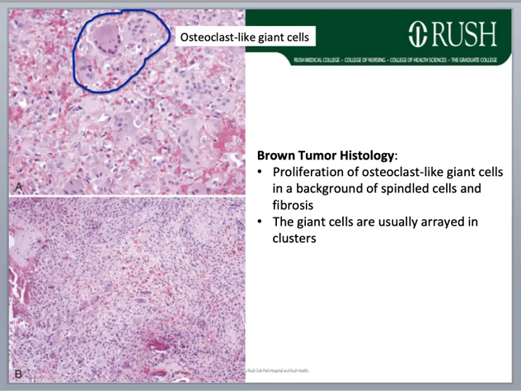Microscopically with brown tumors, what we see is the proliferation of osteoclast-like giant cells. So these aren't truly osteoclasts, but they resemble osteoclasts in that they're multinucleated, large cells. They generally occur in clusters. Here's another cluster of these giant cells here. Oops, I guess I should highlight with the pin. Right here. These are more modified macrophages, but they appear osteoclast-like. And so the tumors are composed of these spindle cells with these clusters of osteoclast-like giant cells in the background.